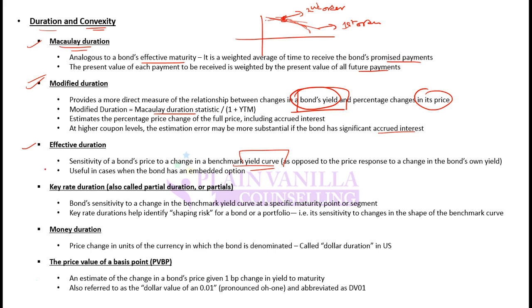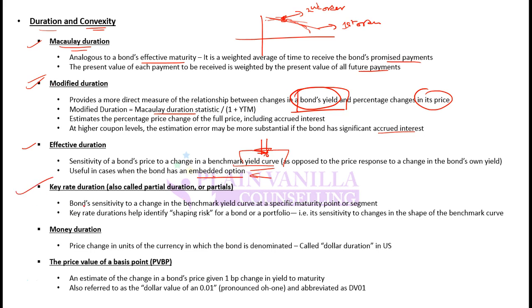And effective duration is useful in cases when a bond has an embedded option. Why? Because if a bond has an embedded option, its cash flow pattern can change depending on the interest rate. That is, if the benchmark interest rate changes, its cash flow pattern can change. If interest rates go low, then a call option might be exercised. If interest rates increase, then the call option might not be exercised or a put option may be exercised. That is the reason why effective duration is useful when a bond has an embedded option, because it estimates the sensitivity against the yield curve, and the yield curve can impact the cash flows of a bond with an embedded option.